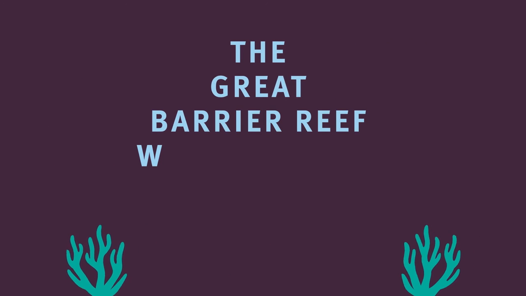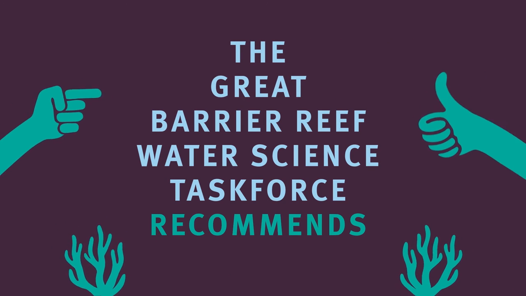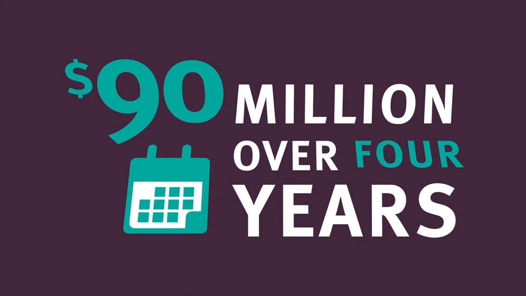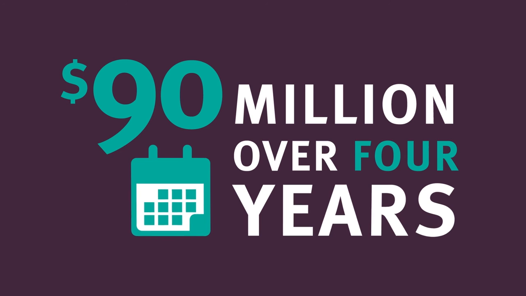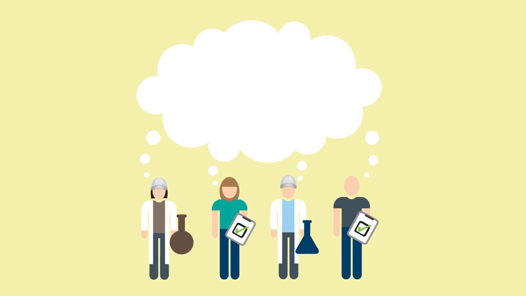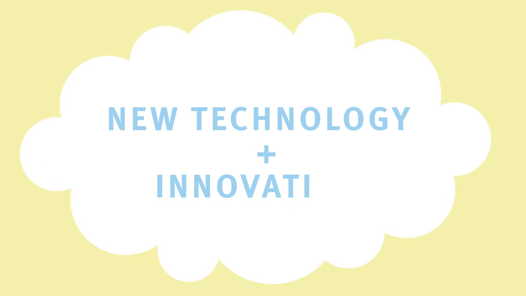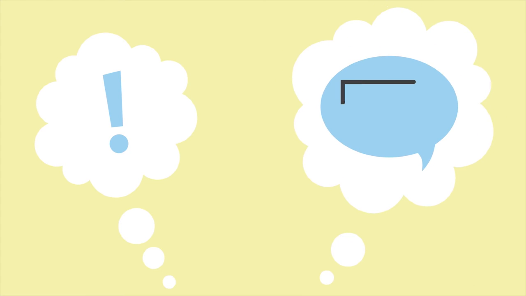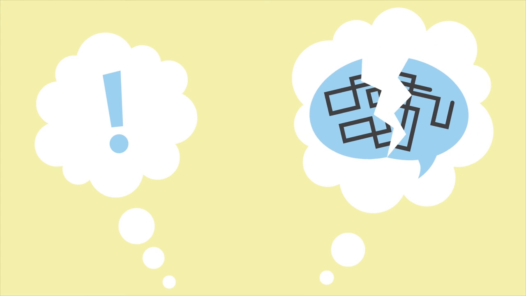The Water Science Taskforce has recommended ways to reduce the runoff of sediment and nutrients, and priorities for investing an additional $90 million in Queensland Government funding over 4 years. There have been big efforts over the last decade to reduce runoff, but progress has not been fast enough. We need new technology, innovative practices, and land use change to meet the water quality targets. Some ideas have worked, but others have been too complex, fragmented, and have been poorly communicated.